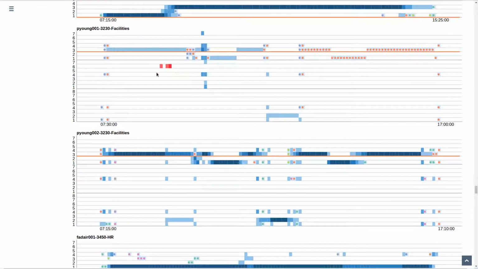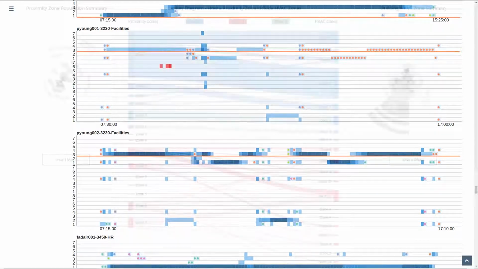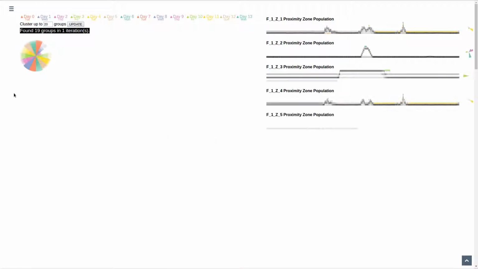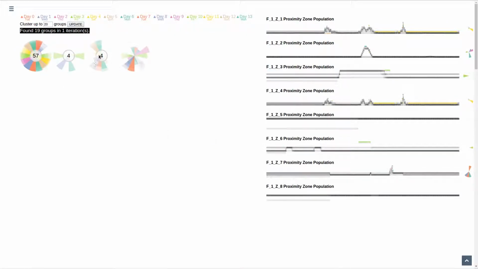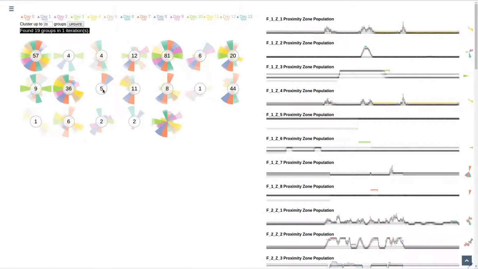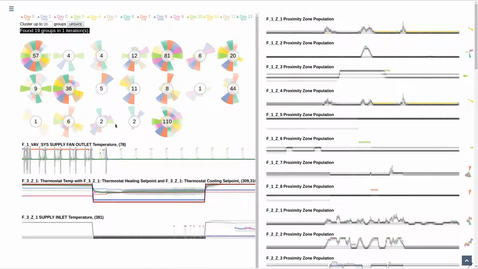The graph can easily show if 2 proximity cards belonging to the same employee are being used at the same time. With the Sankey diagram showing the relationship between proximity zone and HVAC zone, we are able to connect employees' activity patterns with HVAC sensor data. Examining all sensor data in one HVAC zone and checking the population in related proximity zones, we are able to see how employees' activity affects the HVAC performance.